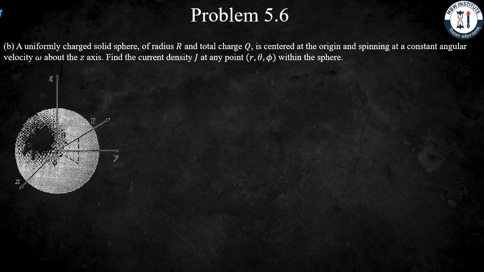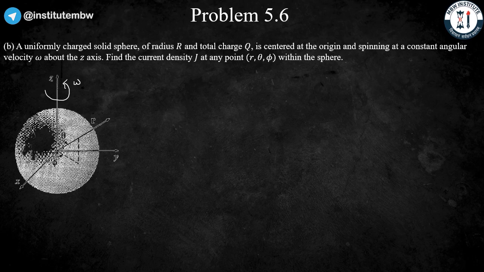Now we come to part B. So in this part the problem is as follows. A uniformly charged solid sphere of radius R and total charge Q is centered at the origin and spinning at a constant angular velocity omega about the z-axis. Let's suppose it is rotating in anti-clockwise direction and its angular velocity is omega.